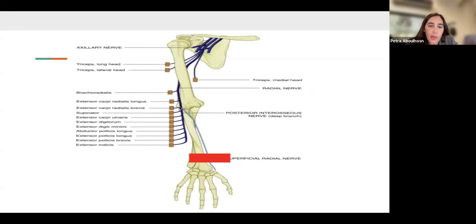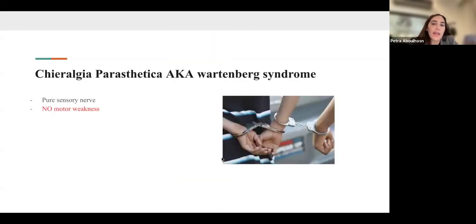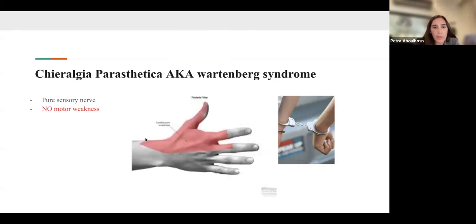Here, if you can see, the insult is just on the superficial radial nerve, and this is a known phenomenon. We call that, it has so many names actually, cheiralgia paresthetica. It's also called Wartenberg syndrome, and it's known as handcuff palsy. You have compression of the superficial radial sensory nerve. We have no motor weakness, and basically the patient presents with pain, numbness and tingling in this area right here.